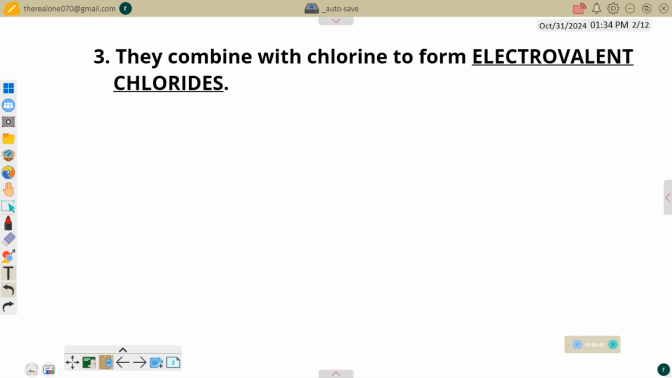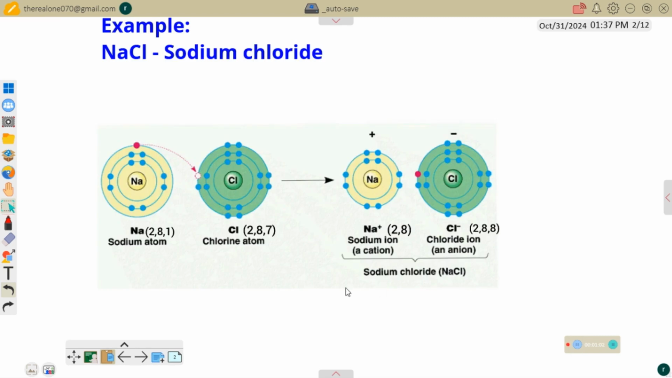For example, when sodium combines with chlorine, we have sodium chloride. In this compound, there is a complete transfer of an electron from the valence shell of the sodium to the valence shell of the chlorine atom. Now, consider this image. This is the sodium atom, and this is the chlorine atom. Initially, sodium has 11 electrons in its shells. The outermost shell of sodium contains only 1 electron. This chlorine atom has 7 electrons in its outermost shell, and the total electrons in all of its shells make up 17.